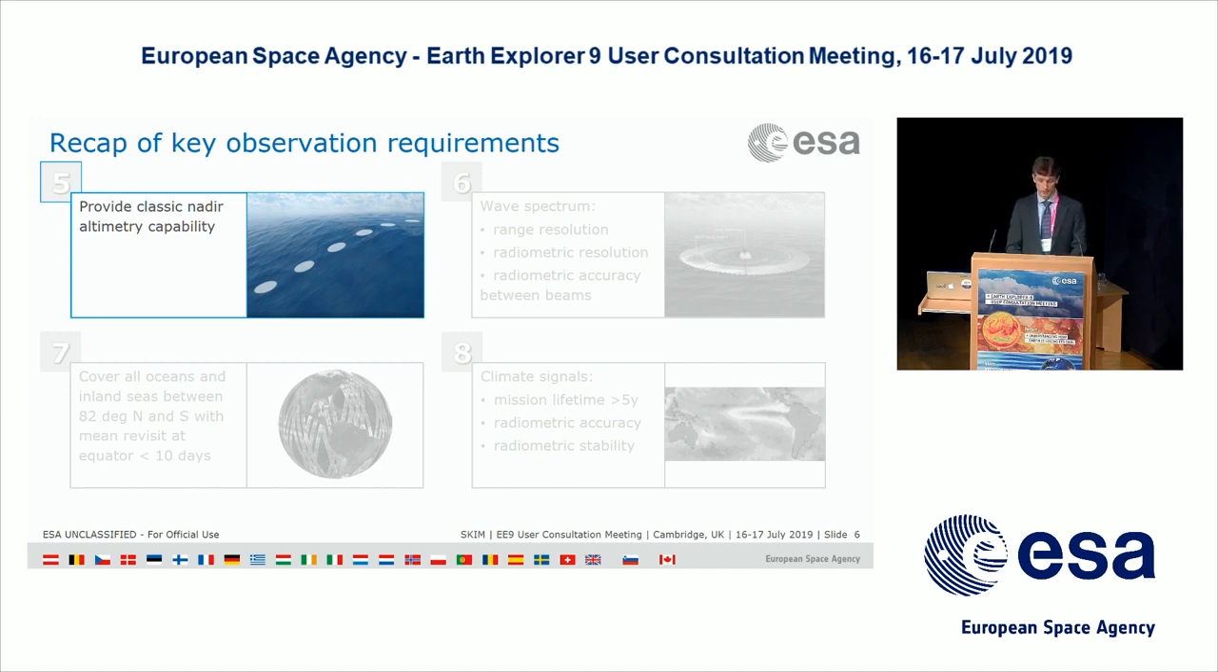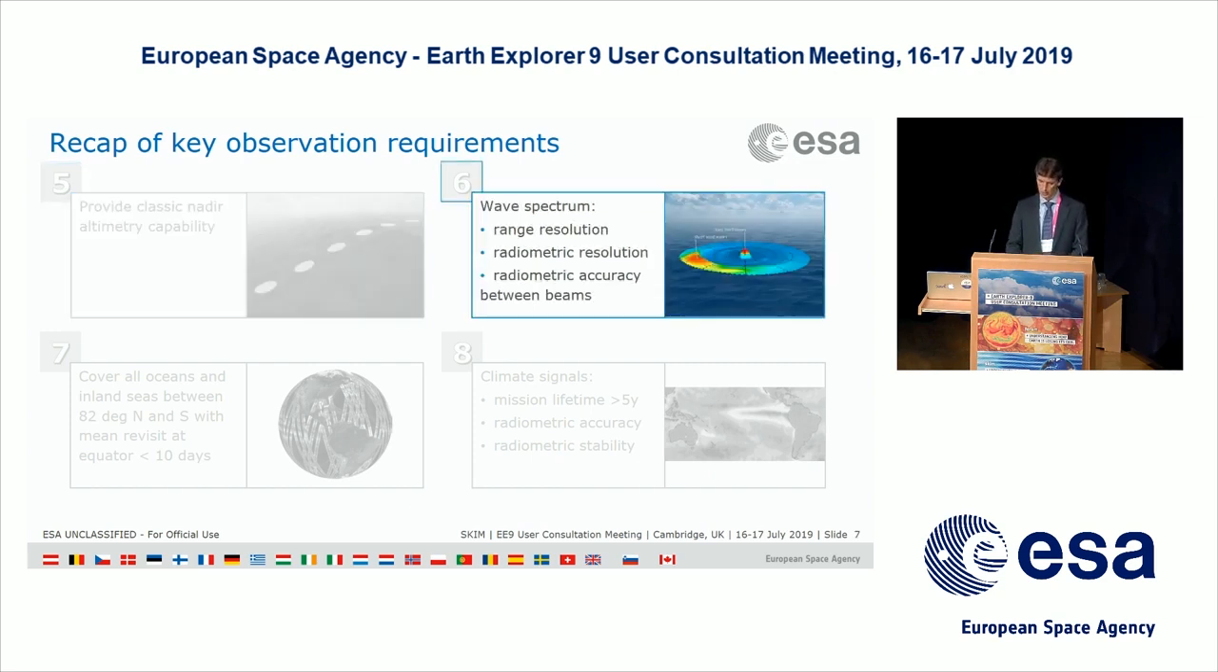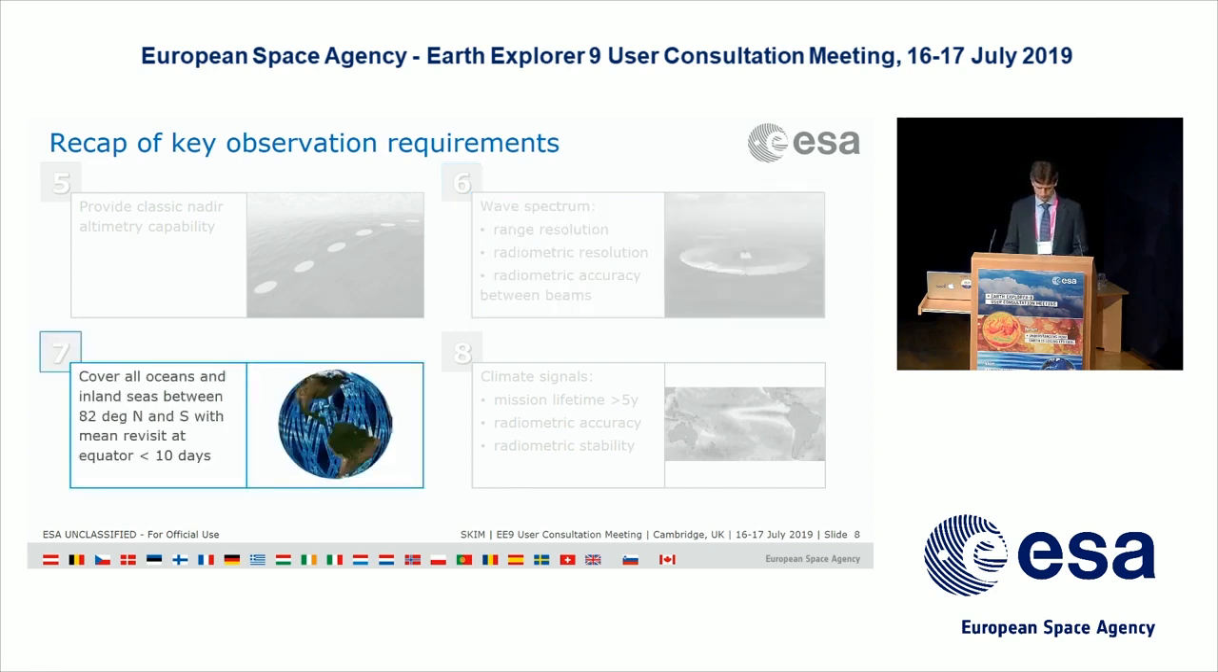In order to observe currents, we need to measure waves, as was explained in the previous talk. And for that, we need good range resolution, we need good radiometric resolution, and we need good relative radiometric accuracy between the different beams. Then we need to cover all the oceans and inland seas between the latitudes of 80 degrees north and south, and we need to do so with a revisit of at least 10 days. This is what's driving our swath width, and it is also driving the total data volume that we produce.